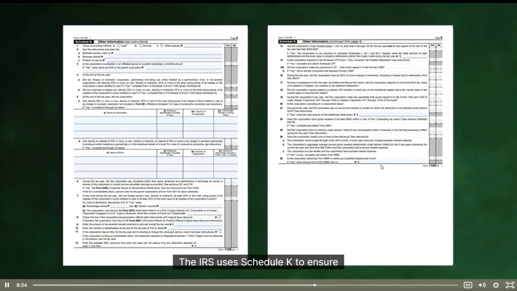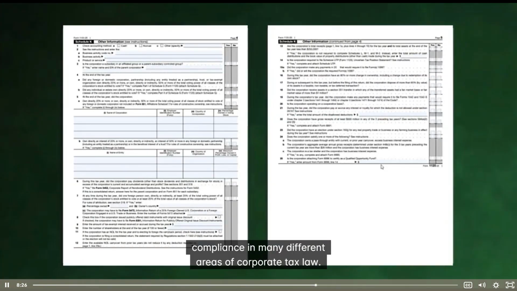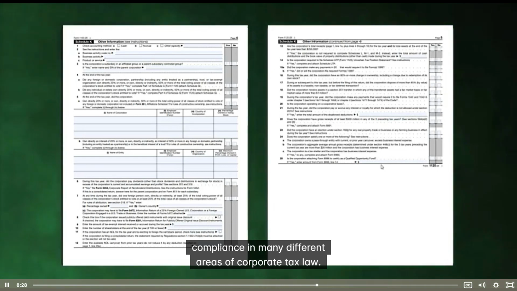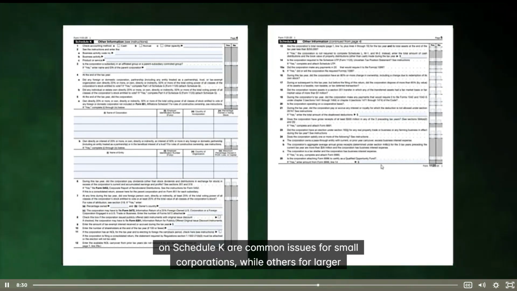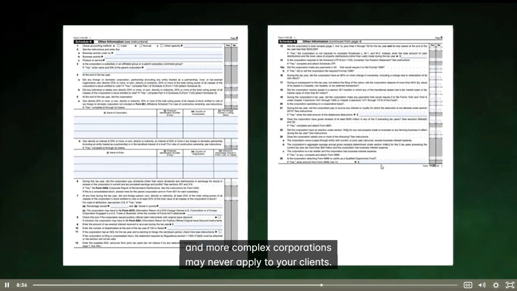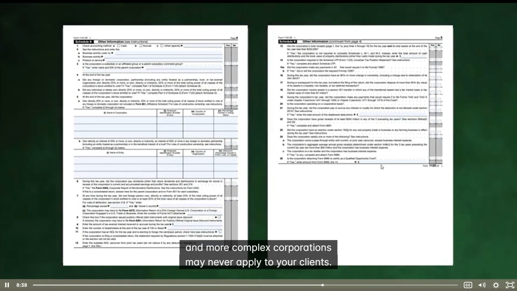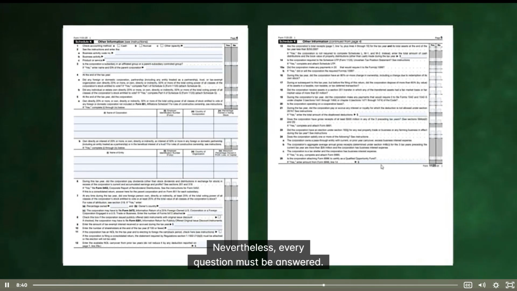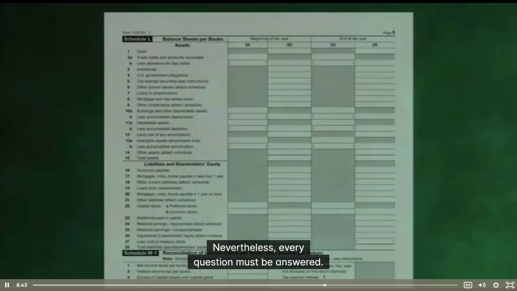The IRS uses Schedule K to ensure compliance in many different areas of corporate tax law. The first couple of questions on Schedule K are common issues for small corporations, while others, for larger and more complex corporations, may never apply to your clients. Nevertheless, every question must be answered.